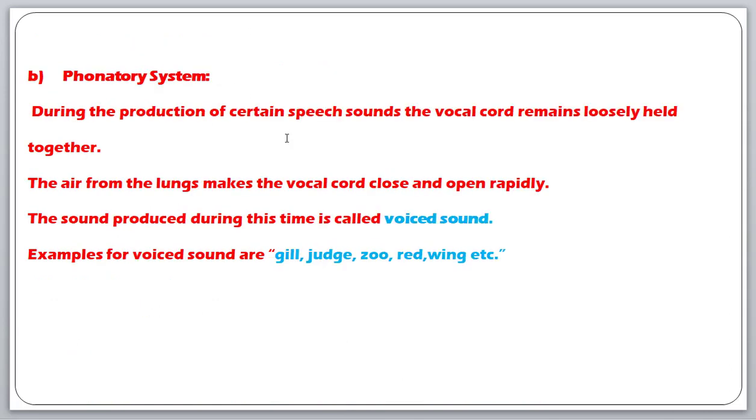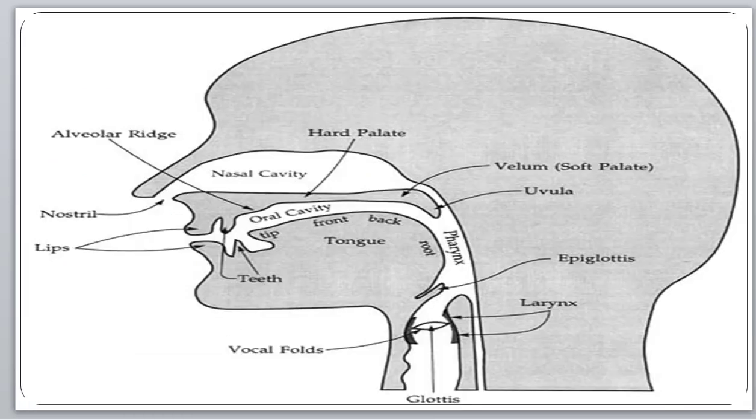Now, during the production of certain speech sounds, the vocal cords remain loosely held together. The air from the lungs makes the vocal cords close and open rapidly. The sound produced during this time is called voiced sound. Judge, zoo, red, wing, gill are examples. Okay, let me explain this with this picture.